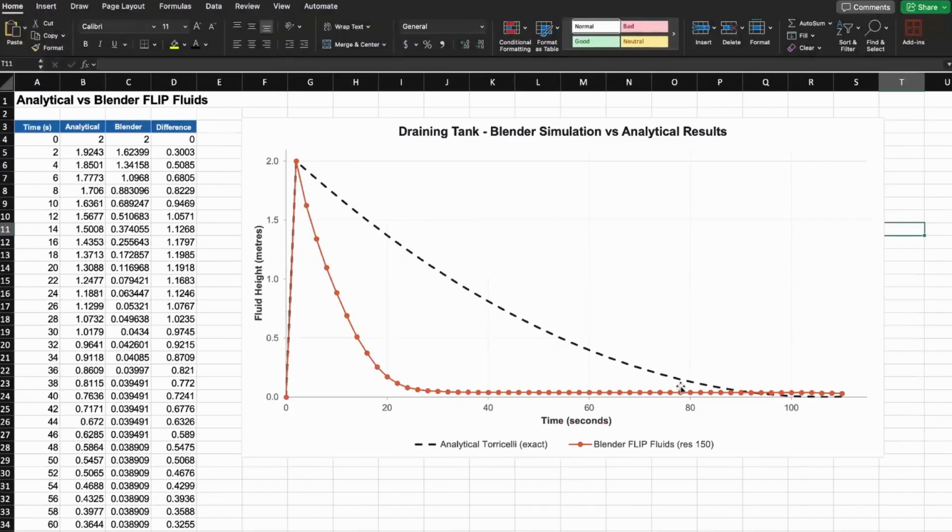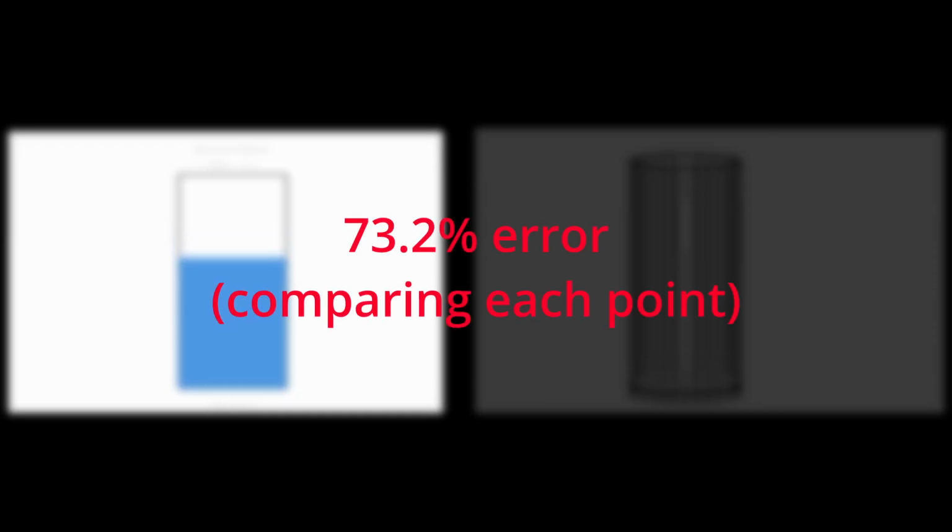If you look 20 seconds in, the real physics says the tank should be about 1.3 meters. Blender says it's already down to 12 centimeters. And then by 30 seconds, the Blender tank is basically empty, while the theoretical curve still has a full meter of water left to drain. So, when I measure the gap across the entire simulation, the error comes out to over 70%.